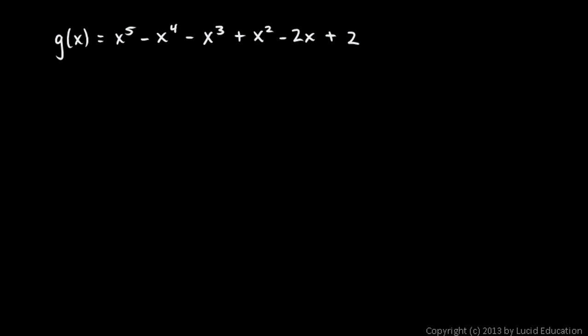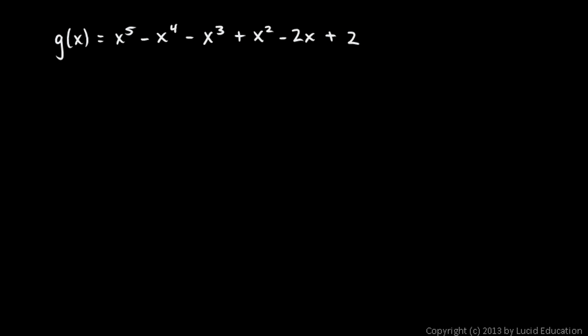Okay, here's a polynomial. G of x is x to the fifth minus x to the fourth minus x cubed plus x squared minus 2x plus 2. We're going to analyze this, find the zeros, and make a graph of it. I'll just take notes here as I go and think out loud.